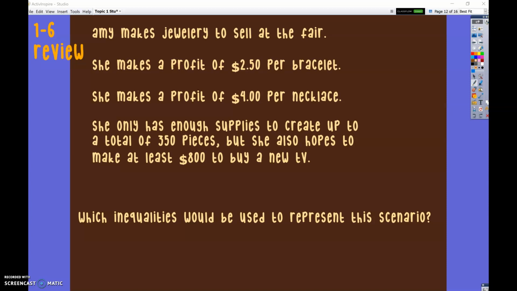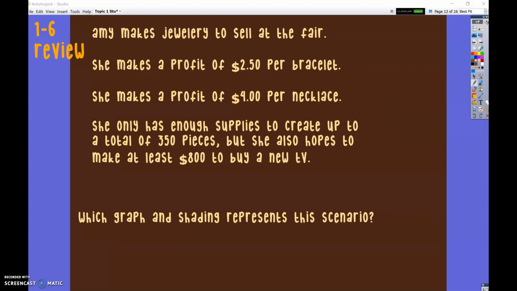You need to set up constraints. Let's say, for example, $2.50 a bracelet. Let's call bracelets X, and $4 a necklace. Let's call necklaces Y. That way we have the same variables as each other. Note she has some limits. She can only make a total of 350 pieces, and she must make at least $800 for her new television. On this first part of the problem, set up some inequalities that are used to represent her scenario.